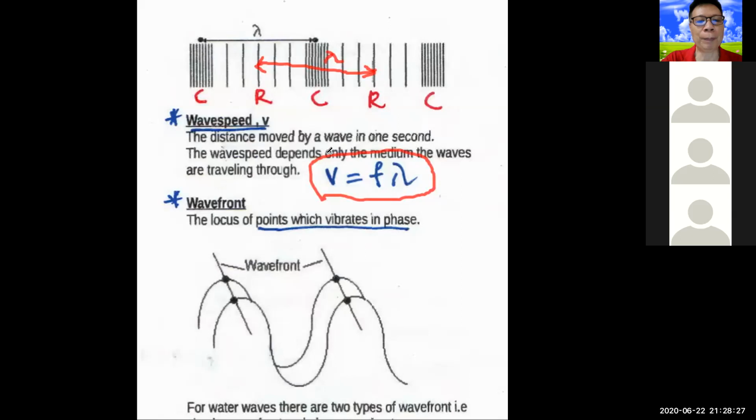The wave speed depends only on the medium the wave is traveling through. What is the meaning of the second part there? The wave speed depends only on the medium the wave is traveling through. This means how fast or slow the wave travels also depends on the medium. For example, I give you one medium.